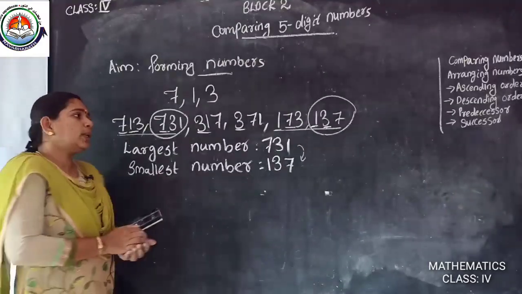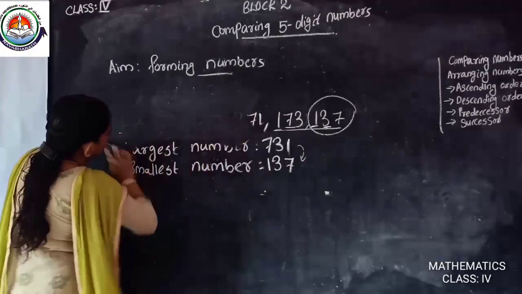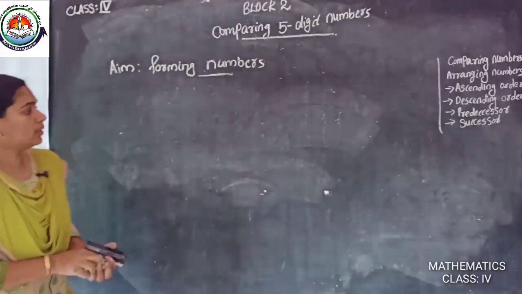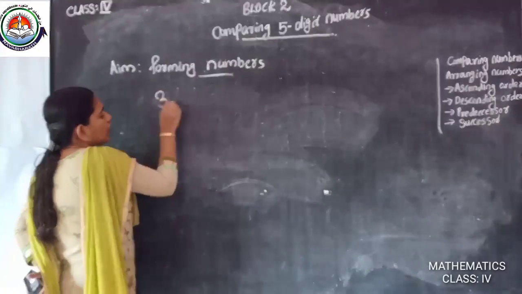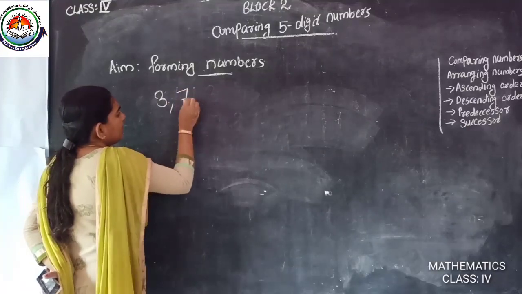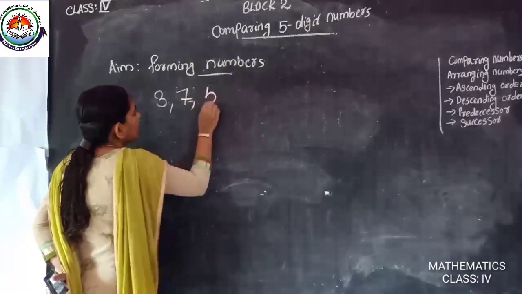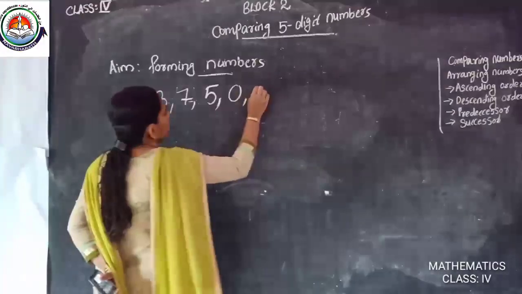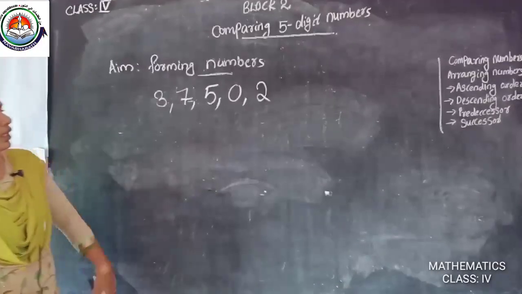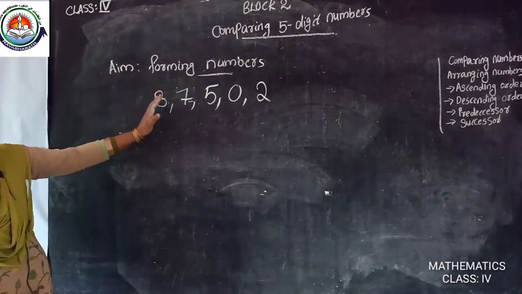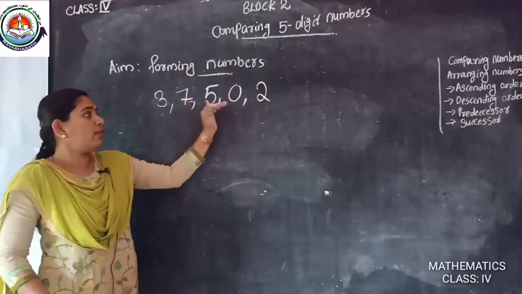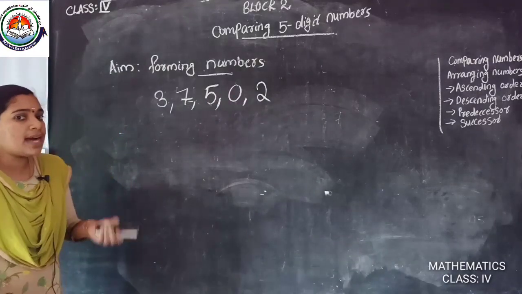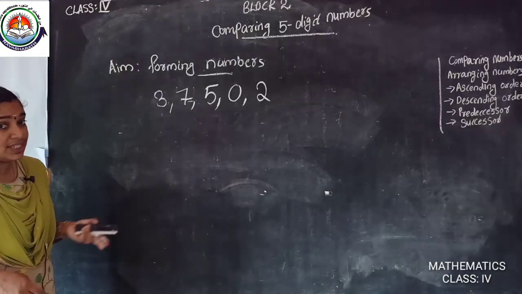Are you ready? Okay. 3, 7, 5, 0, 2. Here we are comparing 5-digit numbers. So I wrote here 5 digits: 3, 7, 5, 0, 2. Then, are you ready to form a largest and smallest number using these digits? Not repeating.